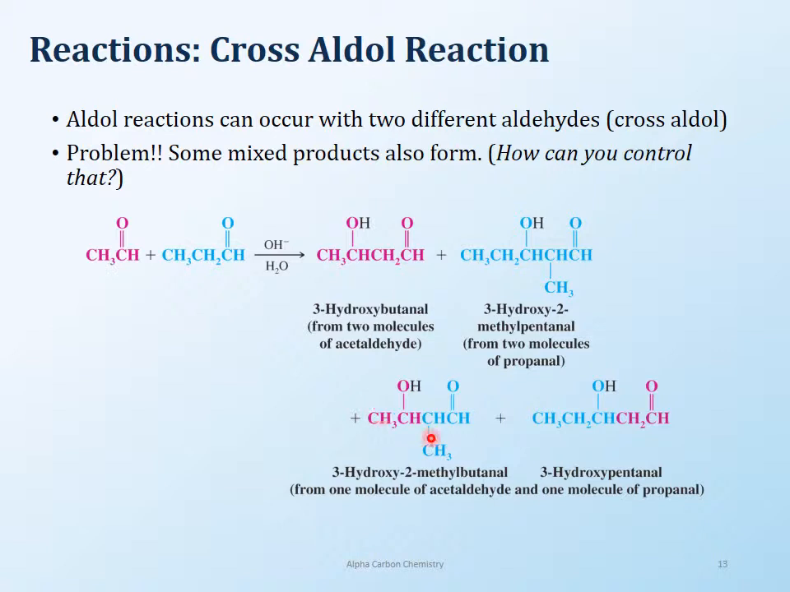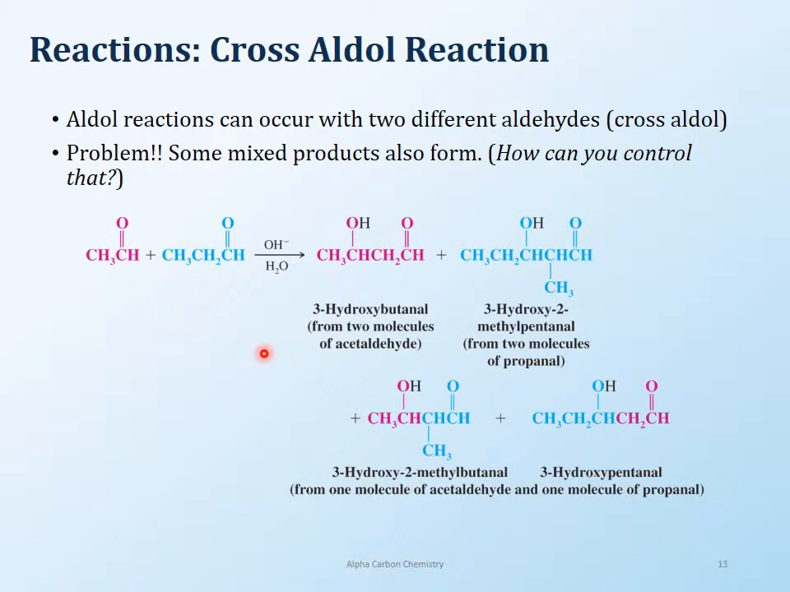How do you get all these products? Well, the way you get all these products is because now you have two alpha protons. One alpha proton is over here and one alpha proton is over here. So the hydroxide can then go for this proton or this proton. It's not selective because both of these protons have an equal amount of acidity. If the pKas were different, then it would be a different situation, but the pKas are almost the same, so the hydroxide can go for either of these.